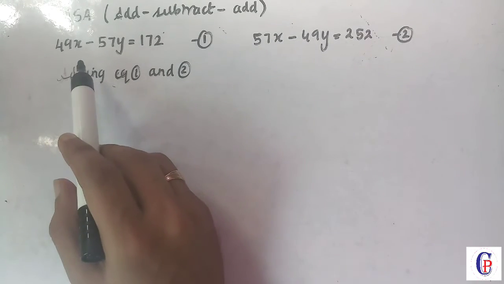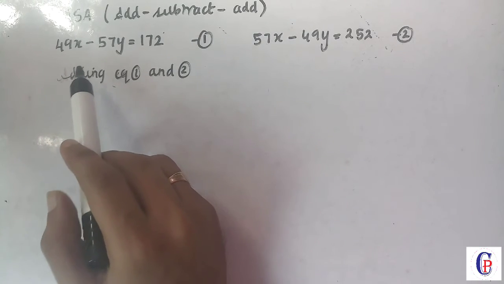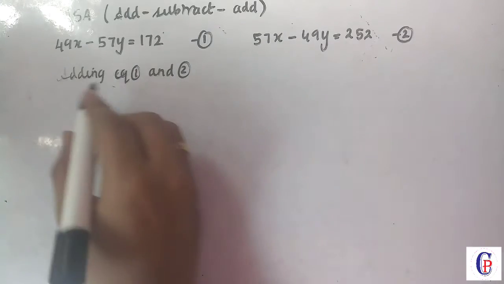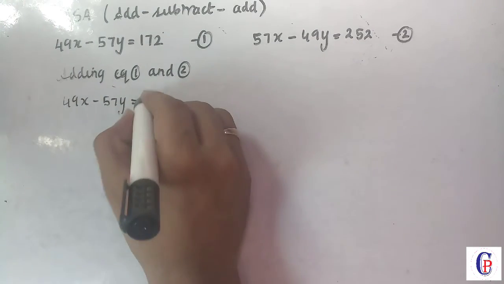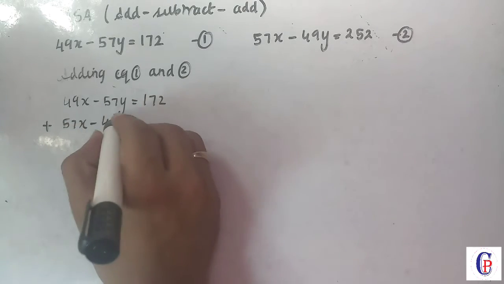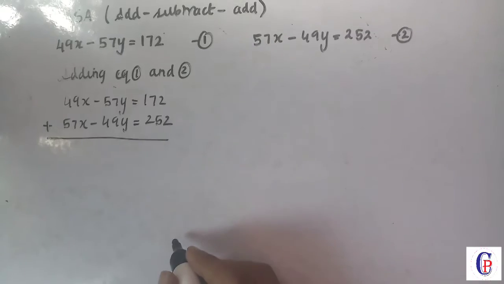Why are we using this method? This is a shortcut method to find the answer, because ultimately what we have to find is the value of x and y which will satisfy this equation and this equation. So adding equation 1 and 2, it will give us 49x minus 57y is equal to 172 plus 57x minus 49y is equal to 252. We have to just add them.